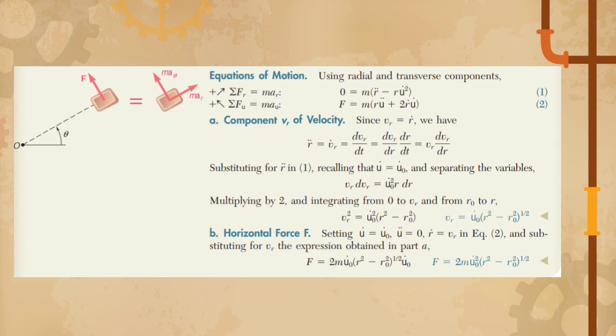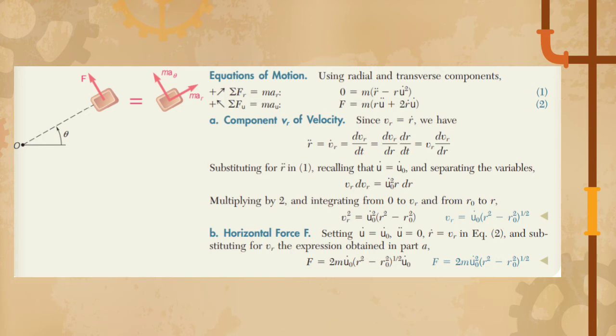Since all other forces are perpendicular to the plane of the figure, the only force shown acting on B is a force perpendicular to OA. For the equations of motion using radial and transverse components, we got equations 1 and 2.